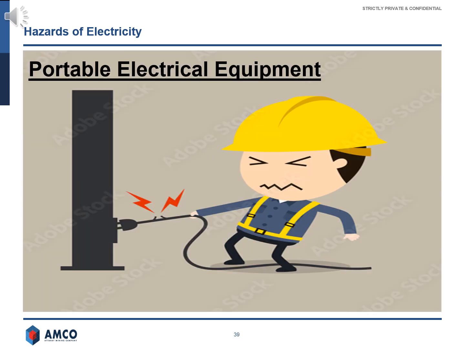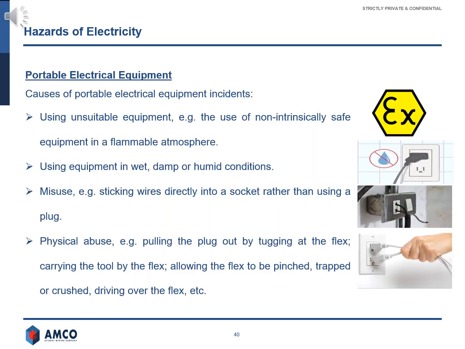Portable electrical equipment. Causes of portable electrical equipment incidents. Using unsuitable equipment, e.g., the use of non-intrinsically safe equipment in a flammable atmosphere. Using equipment in wet, damp, or humid conditions. Misuse, e.g., sticking wires directly into a socket rather than using a plug.